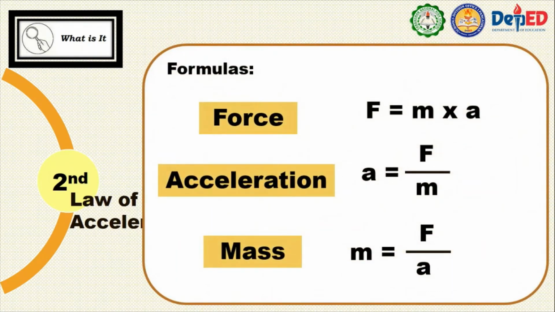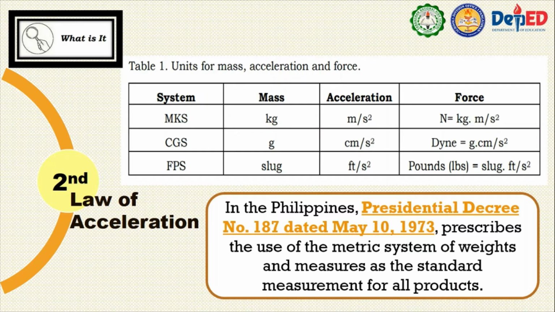Take note of the following formulas. For the force, F equals m times a. For acceleration, a equals F divided by m. And for the mass, m equals F divided by a. Study Table 1: Units for mass, acceleration, and force.